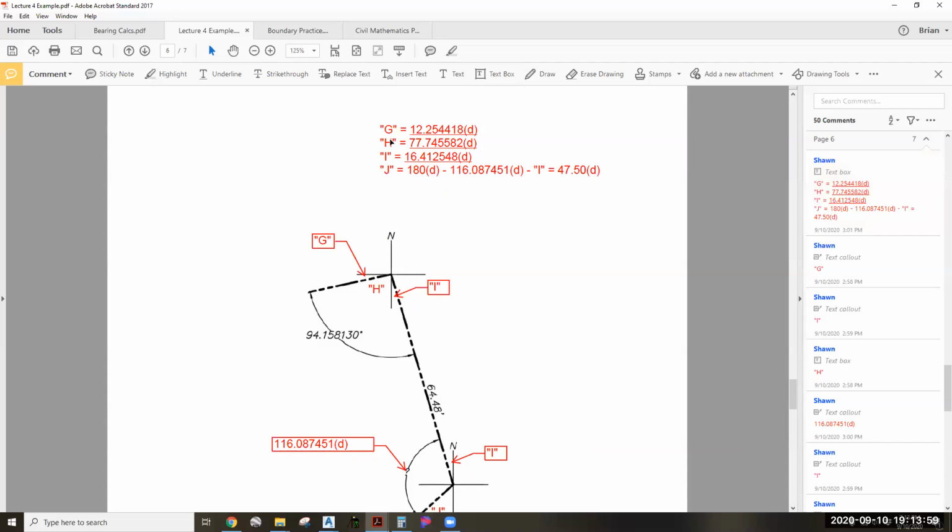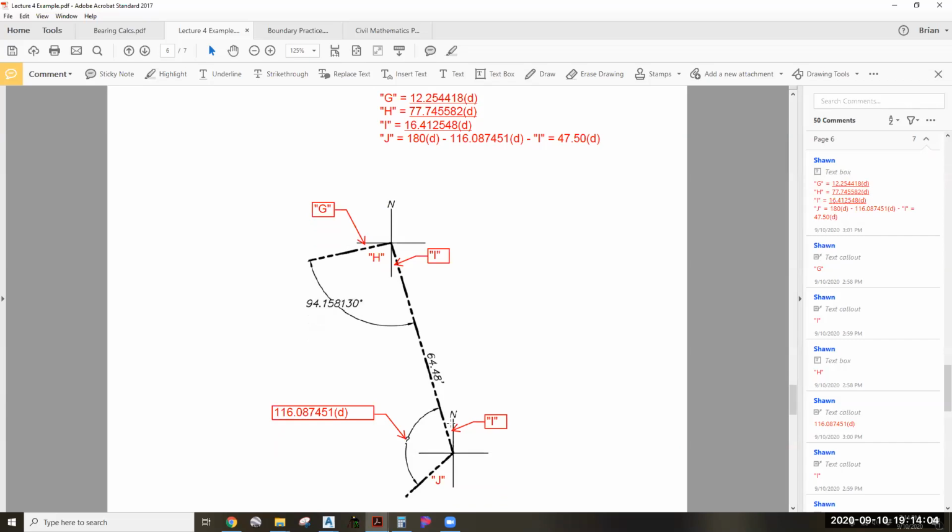So previously we calculated G, H and I. Okay. We know that this is the same because they're the opposite angles. Okay. And I need to calculate J. The reason why I calculate J is because I want to check my work and make sure that this line, when I'm doing my math, comes out to what I was given. And I'll show you in just a second what that means. Okay. So we calculated that angle, 116.